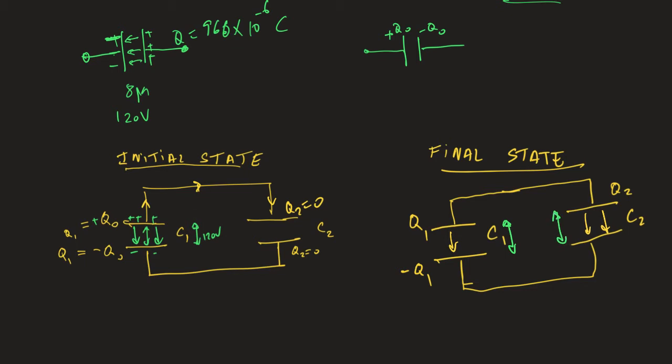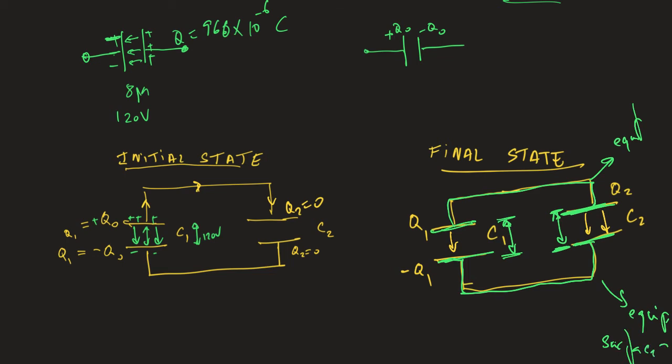Let's calculate. But the potential difference across capacitor 1 and capacitor 2 will be the same. There are the same two surfaces: one surface, this one, and the other surface is this one. There are equipotential surface 1 and equipotential surface 2, and the difference of potential between them is the same. So they will get the same difference in potential.